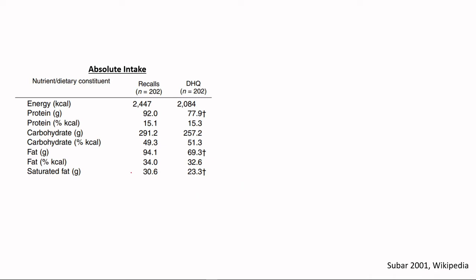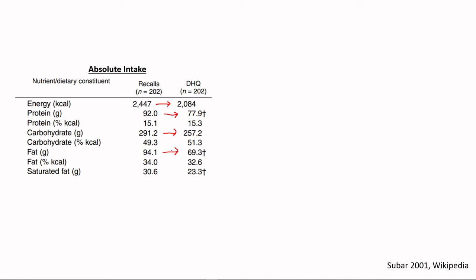This is the men's results from the food recalls on the left and the DHQ to the right. Note that there was a 400 kilocalorie difference between the 24-hour food recall and the DHQ food frequency questionnaire. This results in decreases in the grams of macronutrient intakes, ranging from 15 grams for protein, 30 grams for carbs, and 25 grams for fat. However, the percent of these macronutrients as kilocalories is relatively the same.